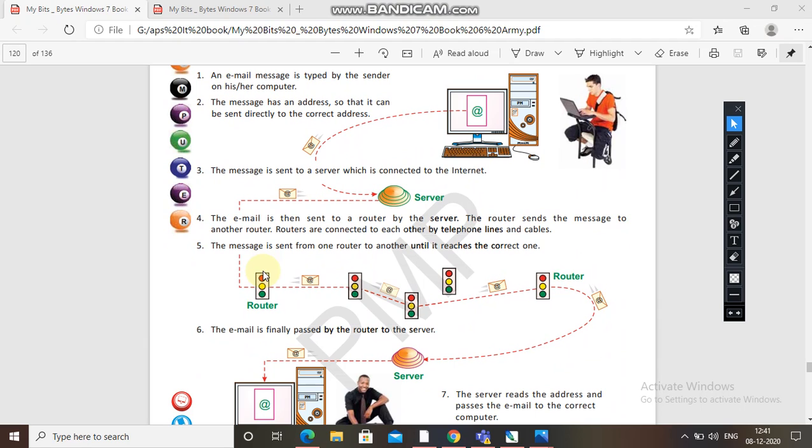Routers are connected to each other by telephone lines and cables, so that the signals pass through the wires and the message is sent from one router to another router till it reaches the correct one. When it reaches the correct router, it finally sees the address and sends it to the server, and the server reads the address and passes the email to the correct computer.